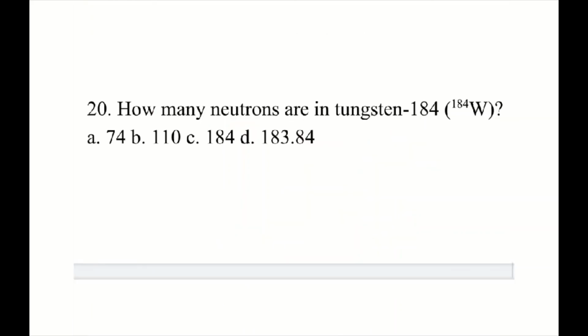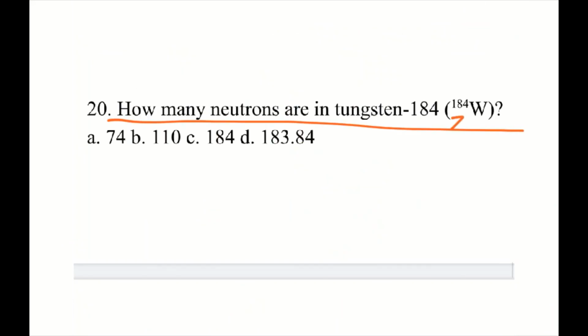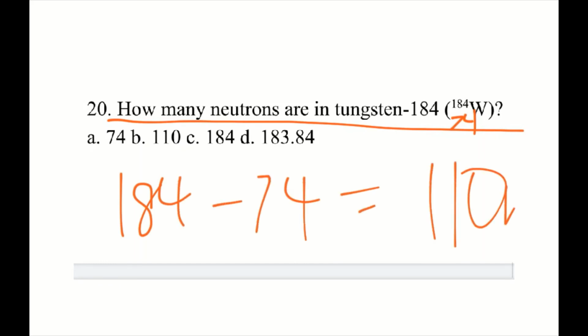So the last problem asks, how many neutrons are in tungsten 184? We have to find the number of protons, which is the atomic number, and the atomic number for tungsten is 74. So 74. And to find the number of neutrons, we subtract the number of protons from the mass number, and we get 110 neutrons, and that is B.